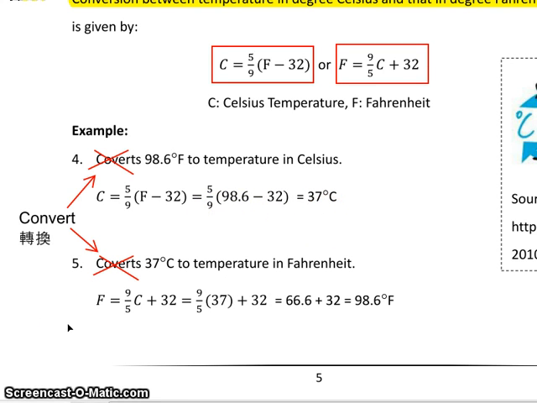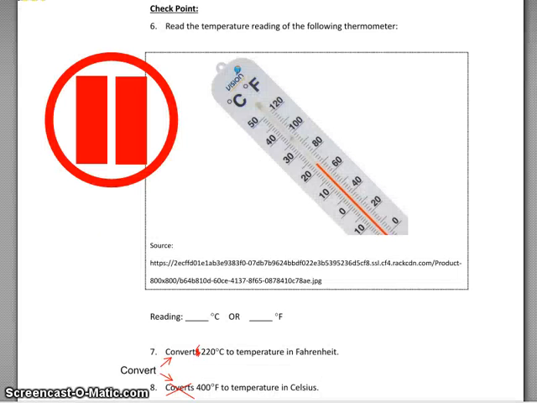The next example shows you how to change a temperature in degrees Celsius back to degrees Fahrenheit. In that case, we multiply the temperature in degrees Celsius by 9/5, and then we add 32 to the product. In this way, we may find the result to be 98.6 degrees Fahrenheit. And I'll pause the video, so try the checkpoint questions 6, 7, and 8.